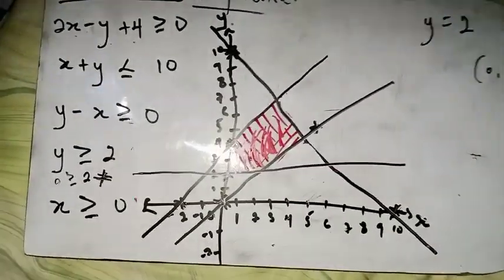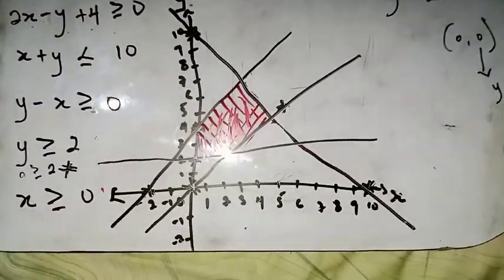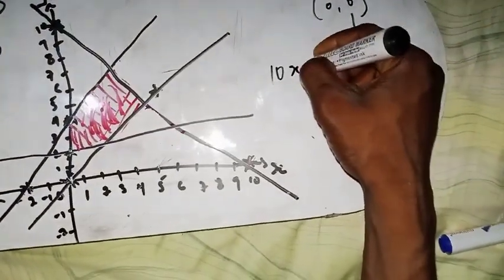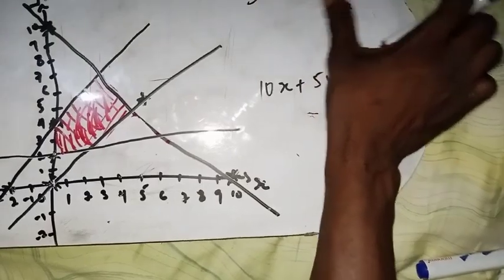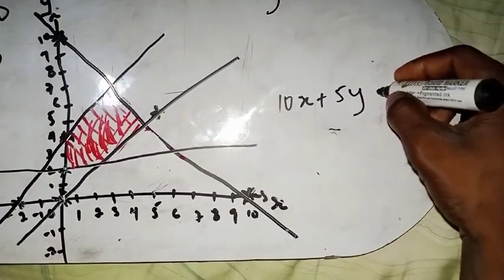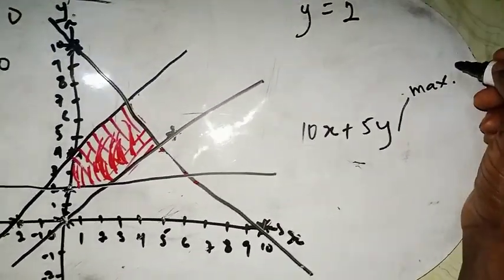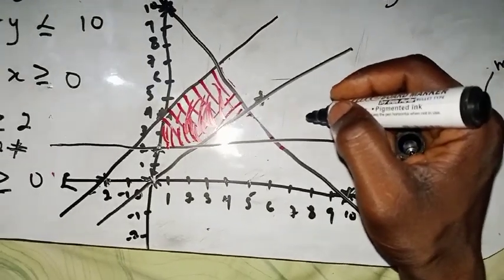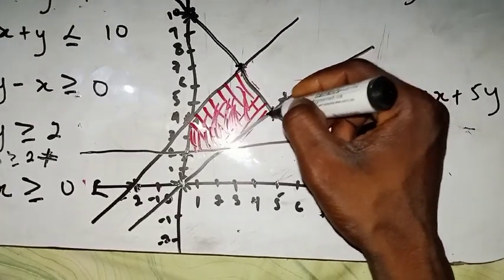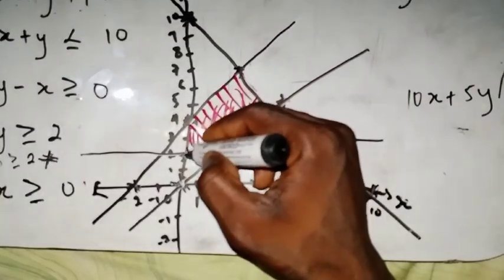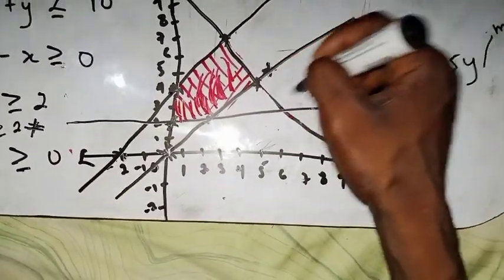Now the second part is saying that you should find the maximum of 10x plus 5y. For you to determine the maximum here, you have to go for all the vertices, right? This is what I'm calling the vertices: this point here, this point here, this point, and then this point here. Is that okay? Those are the vertices of this diagram.